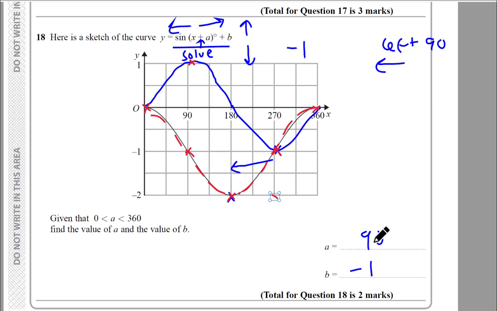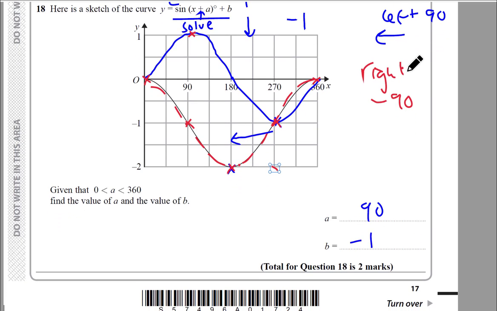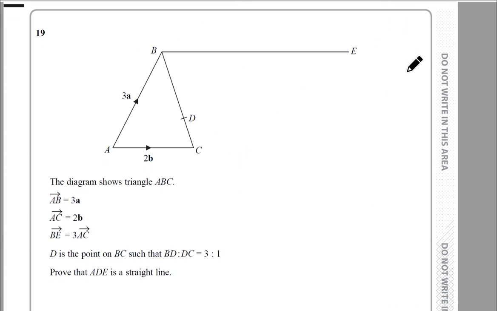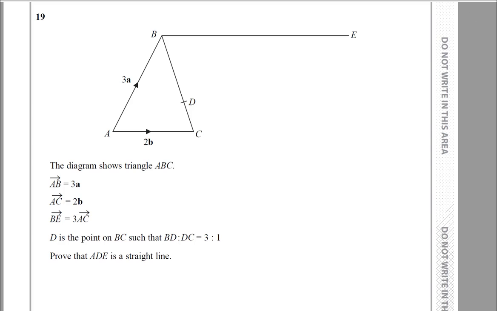So when it's going left, it's +90. If it's going to the right, and if it's a different question, that's -90. A will be -90. Right, but do revise graph transformations if you're really going to push for that grade 8 and 9. But if you're after 7, it's worth doing graph transformations anyway.